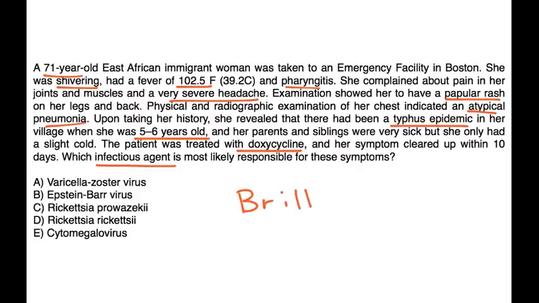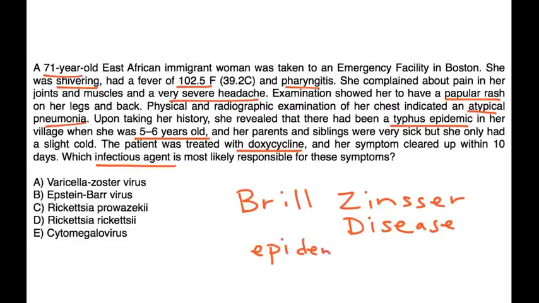This is a case of Brill-Zinsser disease. And if you recall, that is a condition where a patient can develop epidemic typhus years after the initial infection. And this occurs because the organisms have been retained in the body and are now activated again. So what infectious agent causes epidemic typhus? It's a rickettsia. And which one? Rickettsia prowazekii, which would be choice C.